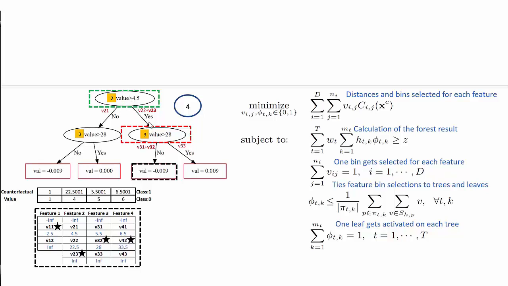And for feature 3, if we want to be below 28, we have to select either this V31 or V32 bin. If we want to go to the other direction for feature 2, we select V21. And if we want to go to the other direction for feature 3, we have to select V33 depicted here. So this is what we have to select given where we want to go.